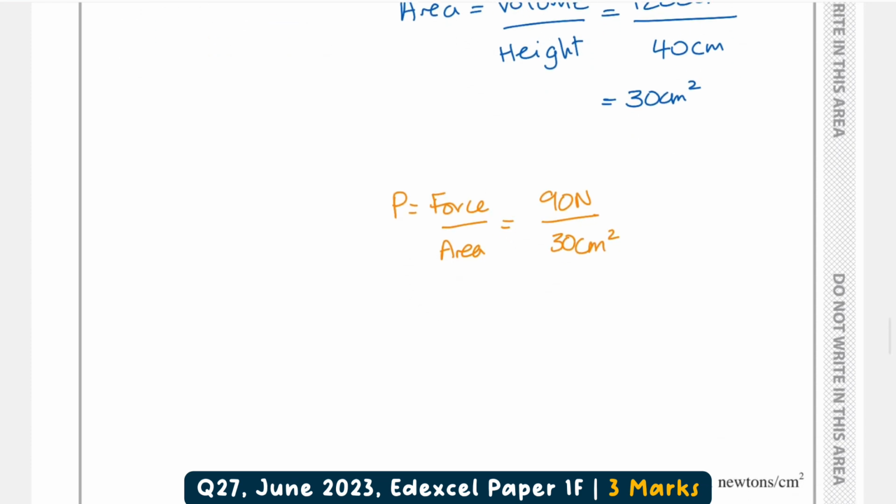Right, so we're going to divide the numbers first, and then we'll come back to the units. So we have 90 divided by 30. If we divide by 10, we've got 9 divided by 3, which is 3. So we know this will give us 3, and our units will be newtons per centimeter squared. So we would write this as N per centimeter squared. And this is our final answer.